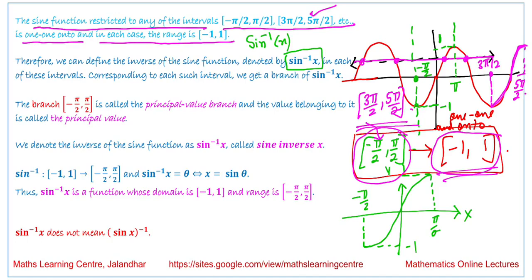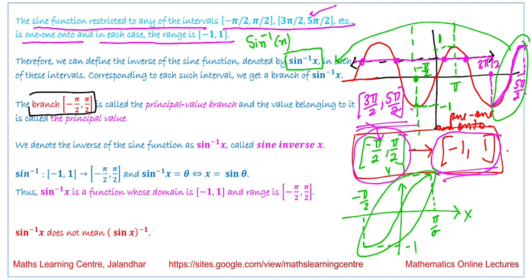And each of these is called a branch of sine inverse of x. This is called a branch of sine inverse of x. This is called a branch of sine inverse of x. And out of all these branches, if we restrict to values from minus pi by 2 to pi by 2, this is called the principal value branch, and the values belonging to it are called the principal values.